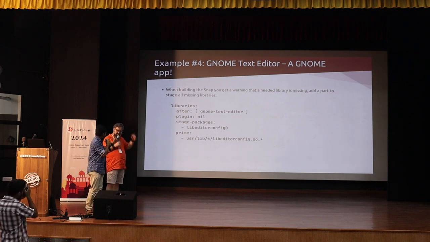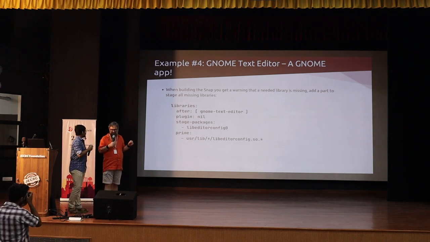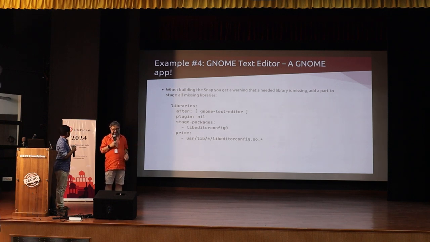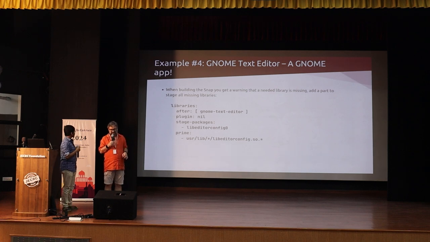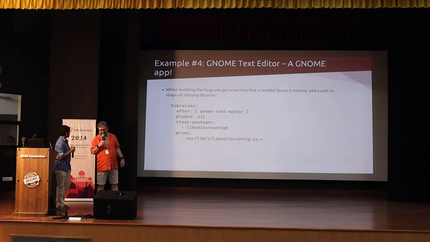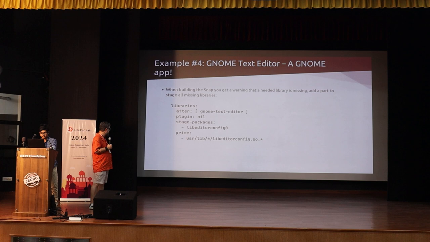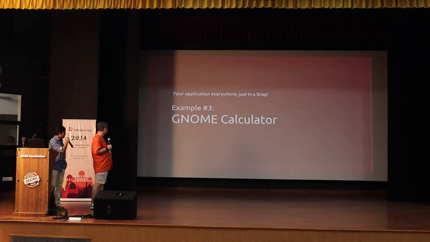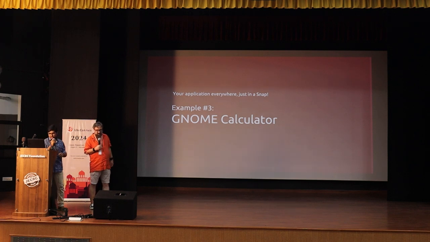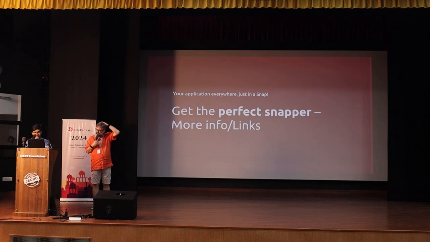We are adding the stage packages. This is a library which GNOME Text Editor uses, but it's an individual dependency. Only GNOME Text Editor uses it, but generally GNOME applications do not use it, so it is not part of the GNOME content provider snap. So that was it, and we don't want to continue to this example because we have this up to here. And let's have some questions.